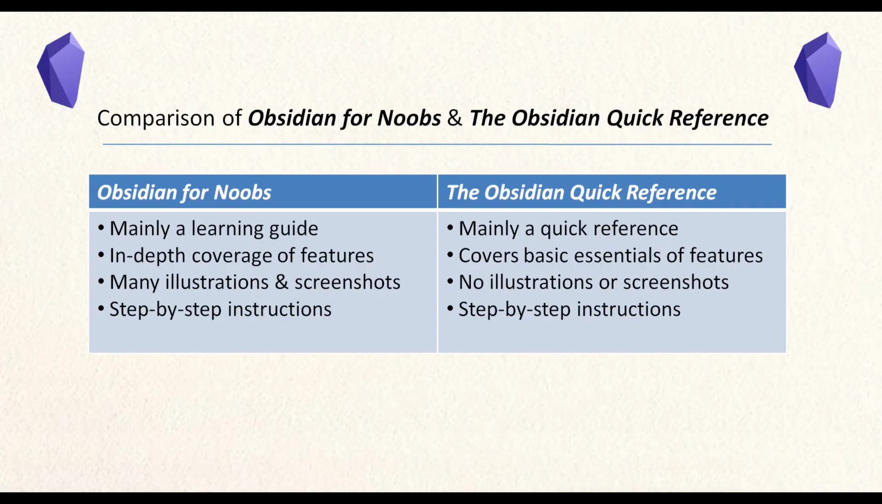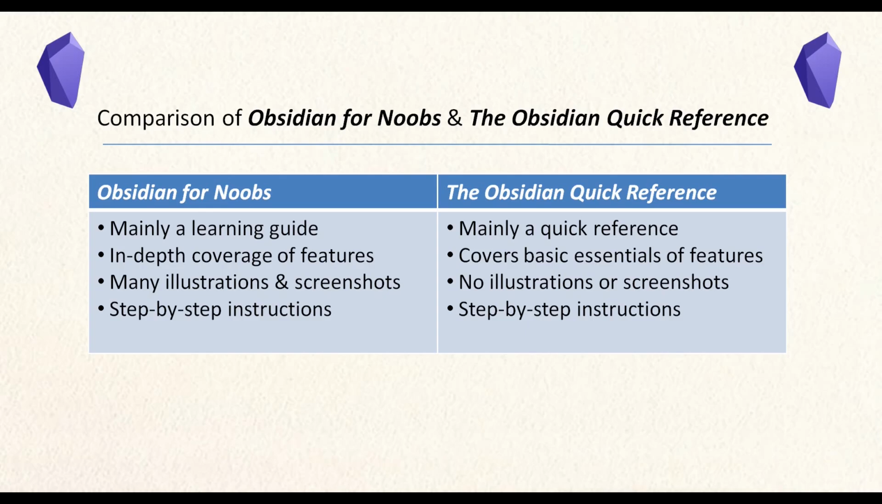The Obsidian Quick Reference, on the other hand, is, as its title suggests, intended as a helpful quick lookup guide. It covers 23 essential Obsidian features, describing what each feature is, what it's used for, and how to use it. There are no illustrations in this book, although it does provide step-by-step instructions for how to use the basics of each feature.